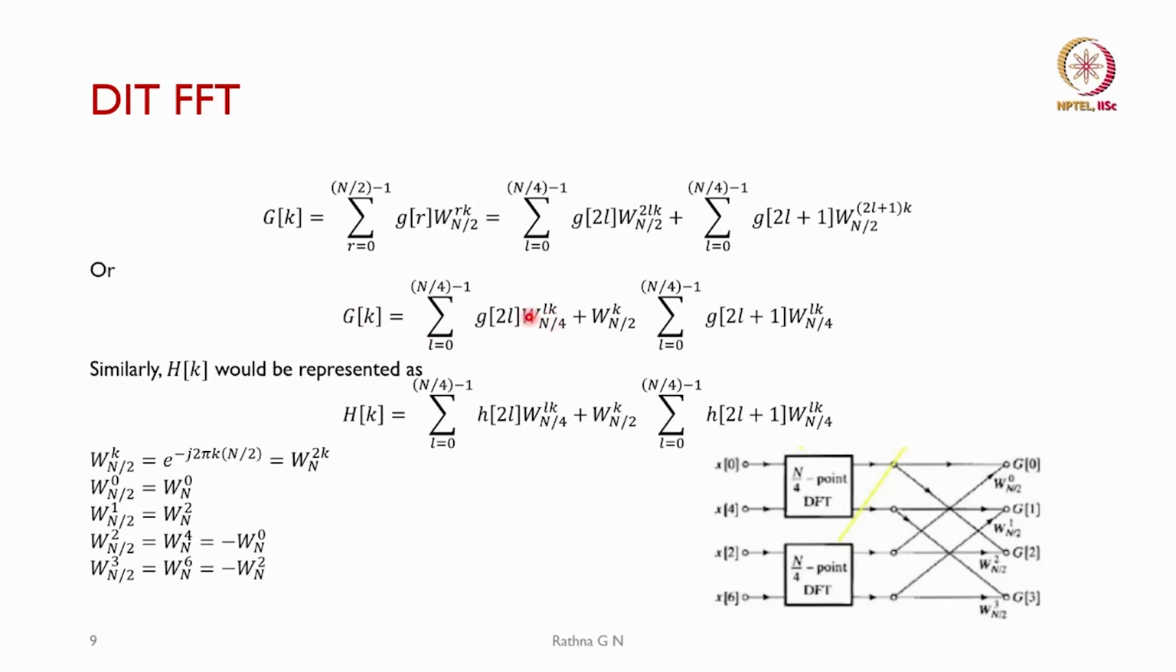You have to recall that we named it as W_N by 2 r k earlier, now it will be L k. Bottom multiplied by 2, it is going to be n by 4, and then this is W_N by 2 to the power of k, and again 2L plus 1 into W_N by 4 into L k. So, same way we can split our h of k.